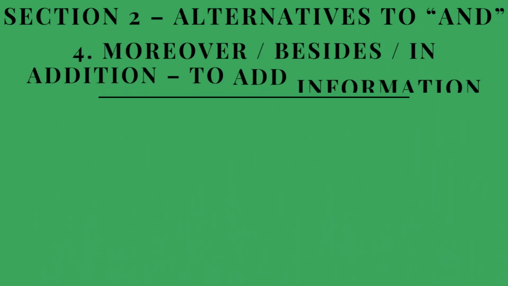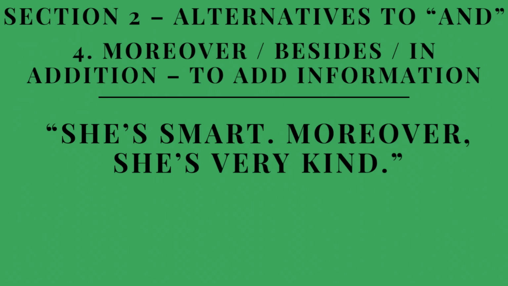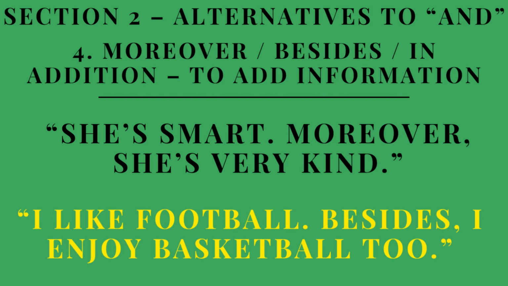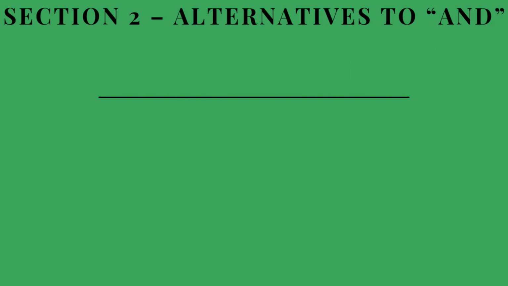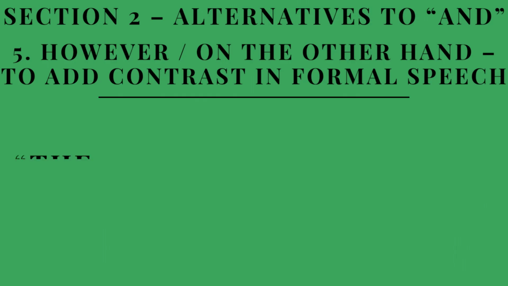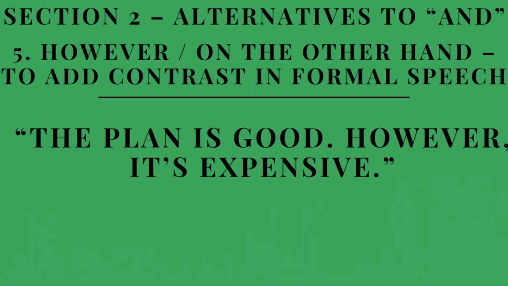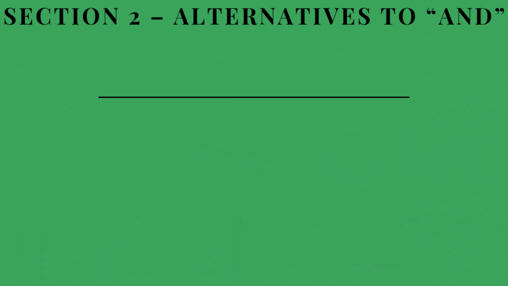4. "Moreover," "besides," "in addition," to add information. Example: She's smart. Moreover, she's very kind. Example: I like football. Besides, I enjoy basketball too. 5. "However," "on the other hand," to add contrast in formal speech. Example: The plan is good. However, it's expensive. Example: He's skilled. On the other hand, he's inexperienced in management.